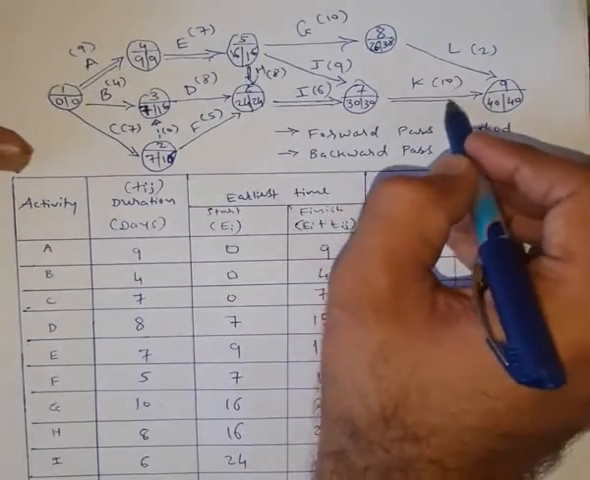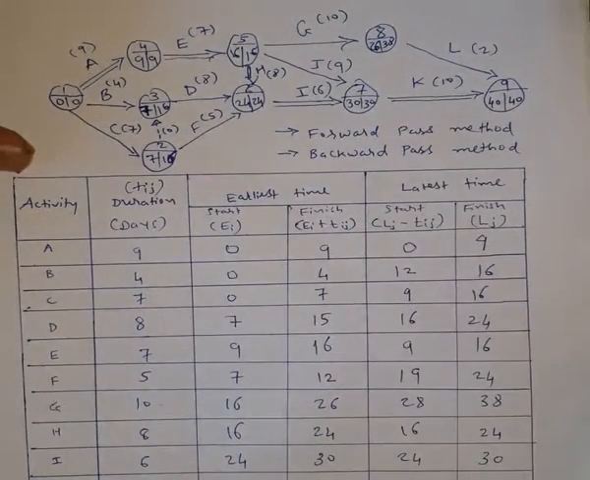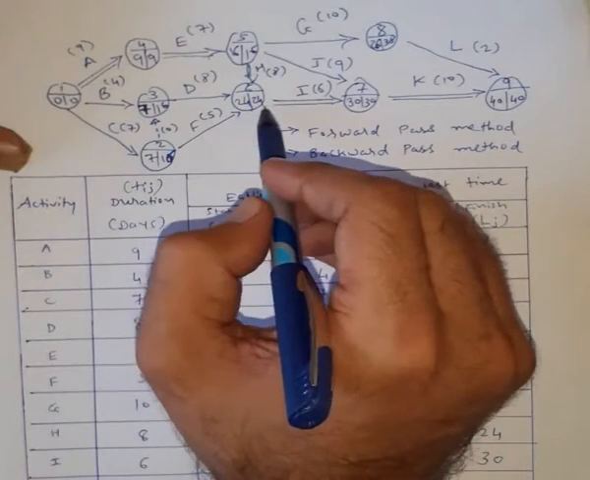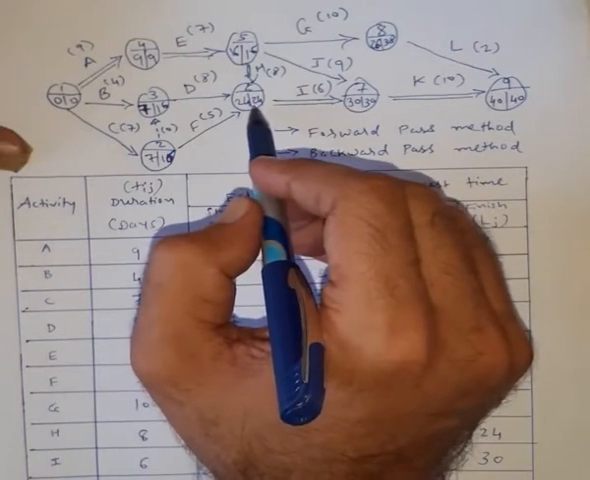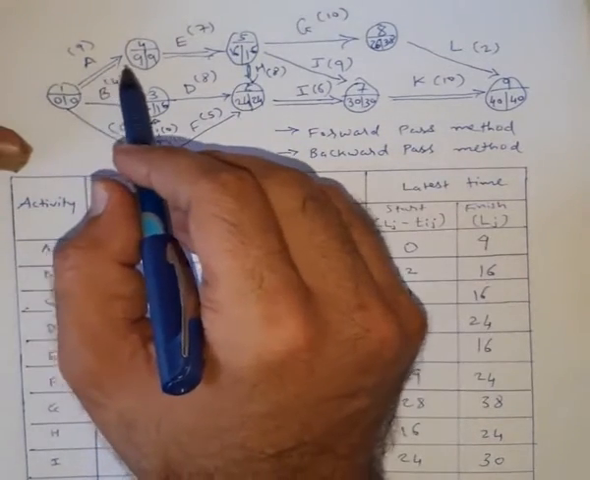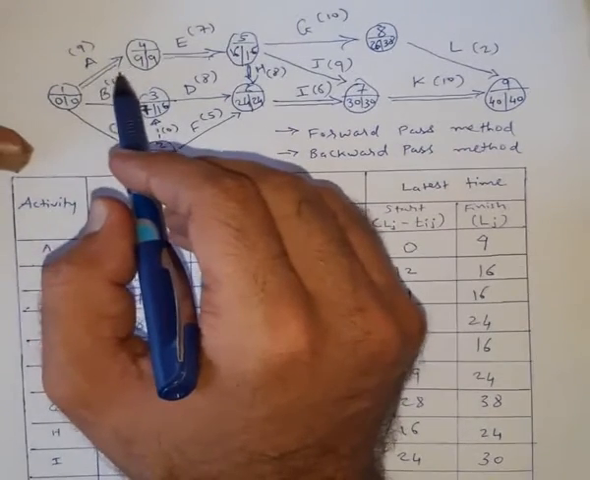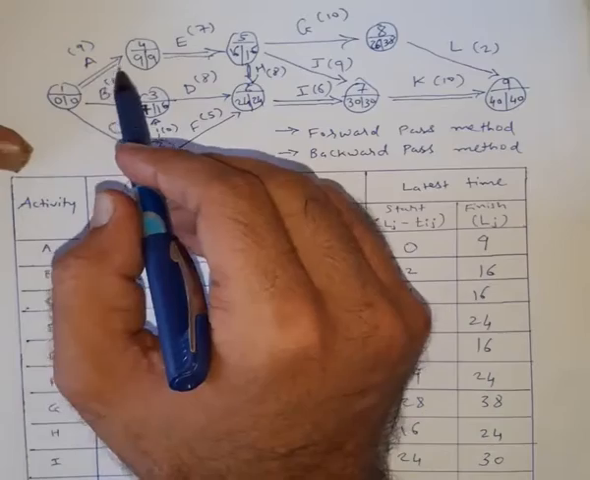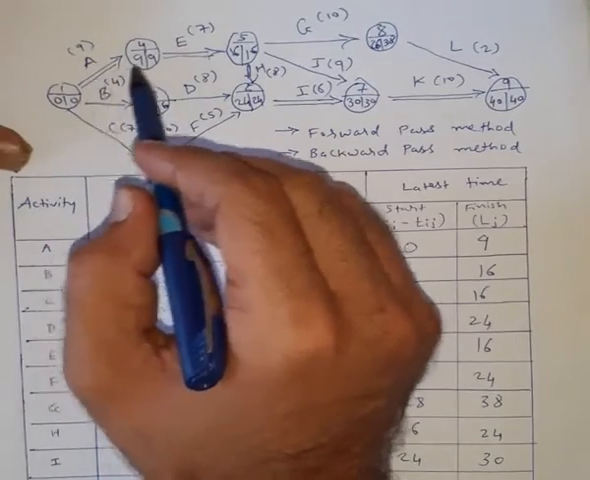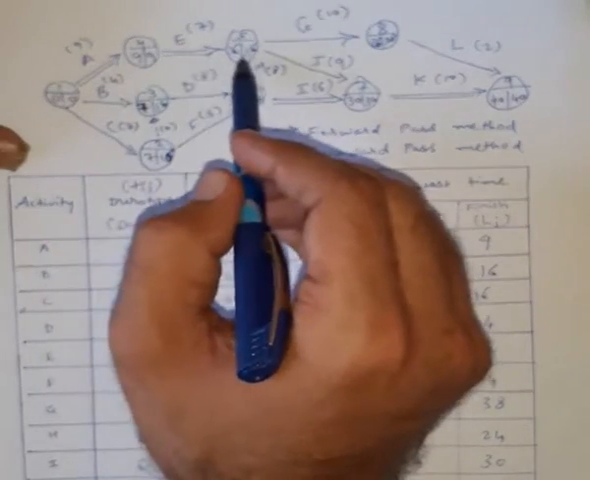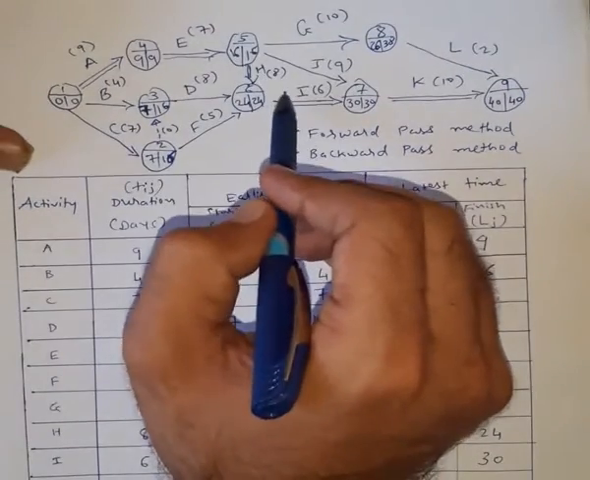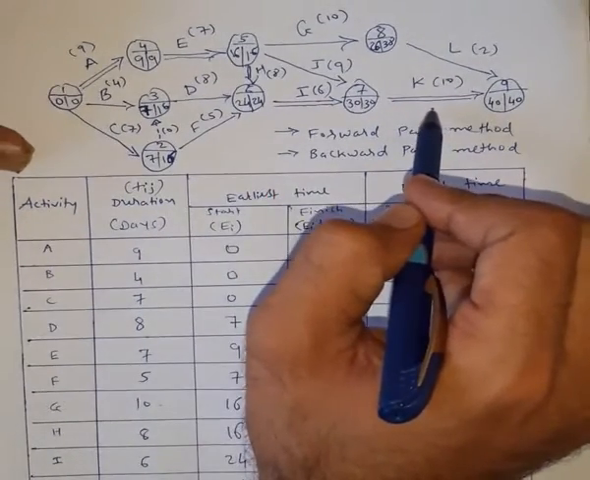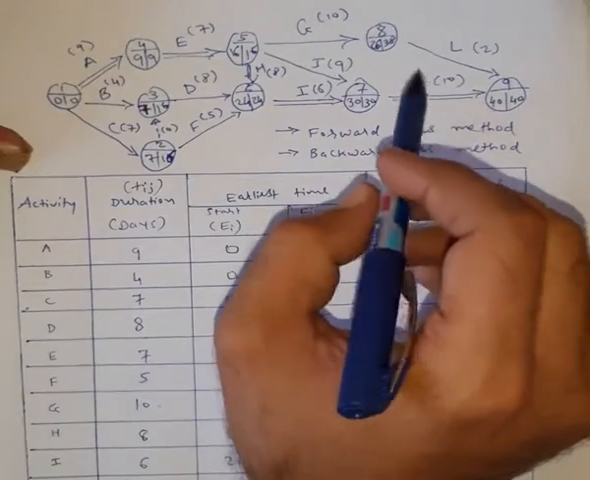How is the critical path found? The critical path can be found by the nodes that have both the values the same. The nodes having both the values the same will be our critical path, and the activities belonging to that path will be our critical activities. So this is our critical path. Here both the nodes have the same value, here also it has the same value, then here the same value, and here also the same value. So this is our critical path.